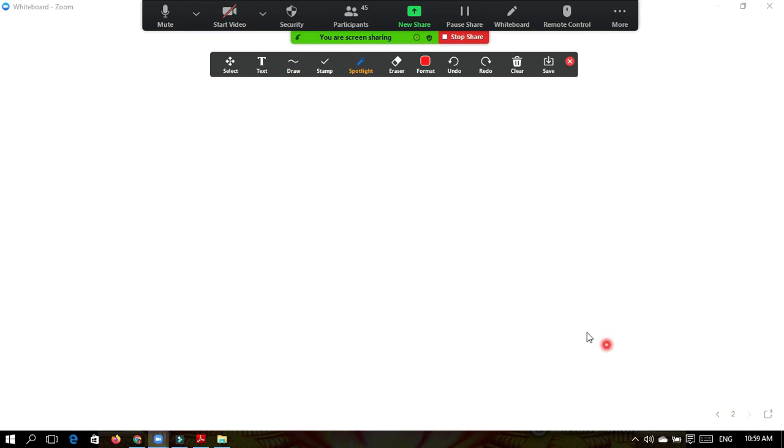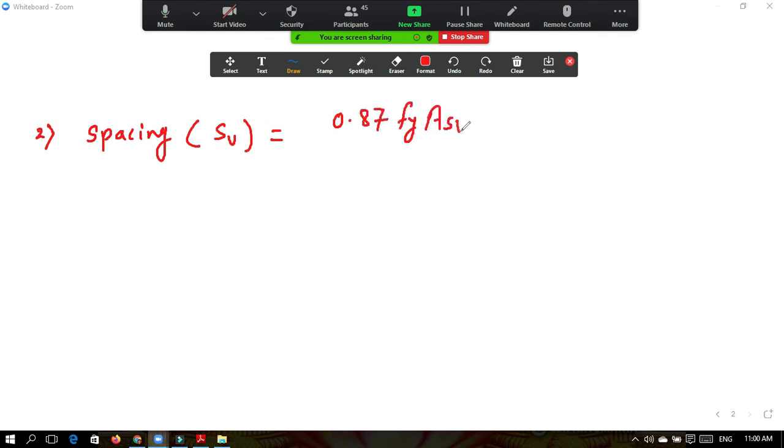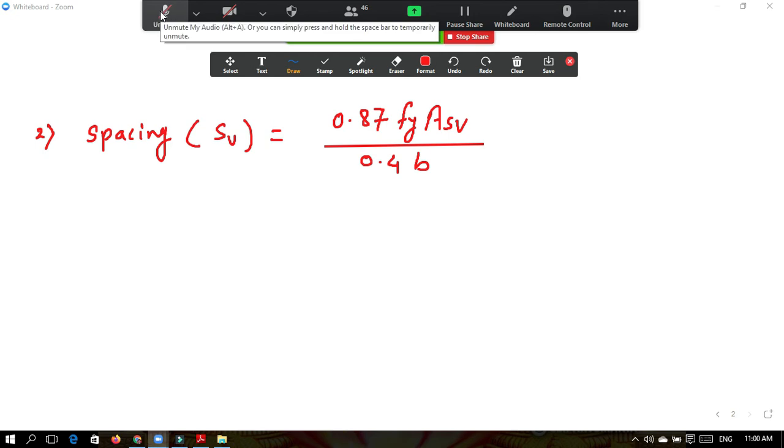Now here the formula is, for the second criteria, spacing Sv is equal to 0.87 into fy into Asv, and at the denominator it is 0.4 b. So put the values and let me know the answer.